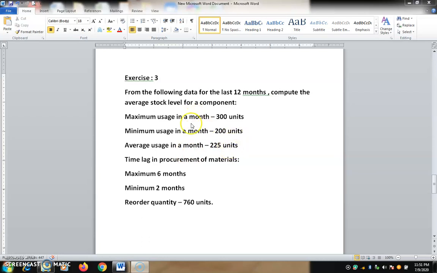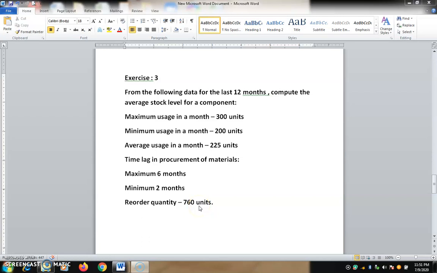units. So all these three informations are relating to consumption of material. So maximum consumption, minimum consumption and average consumption are given in your problem. Next, time lag in procurement of materials. This is relating to reorder period. So maximum reorder period is 6 months and minimum reorder period is 2 months. Then the reorder quantity is 760 units.